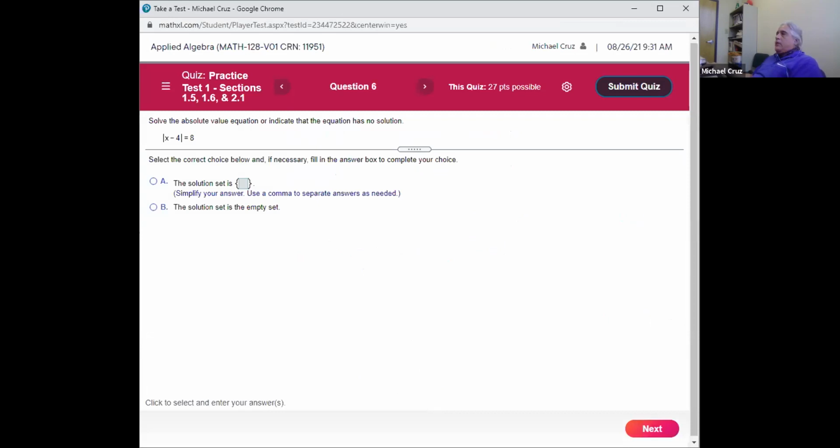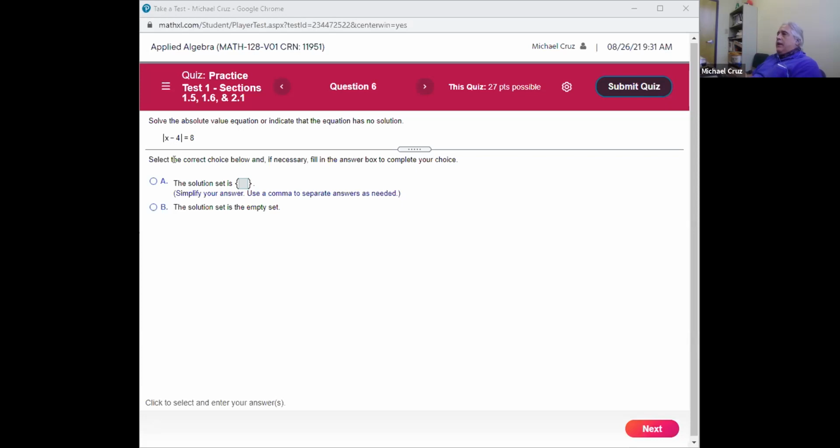All right, so this one's a little bit different. We've got an absolute value equation, and it asks us for the solution set. The way that we solve this, remember, the absolute value essentially means that the inside could be negative or positive and still be equal to 8.